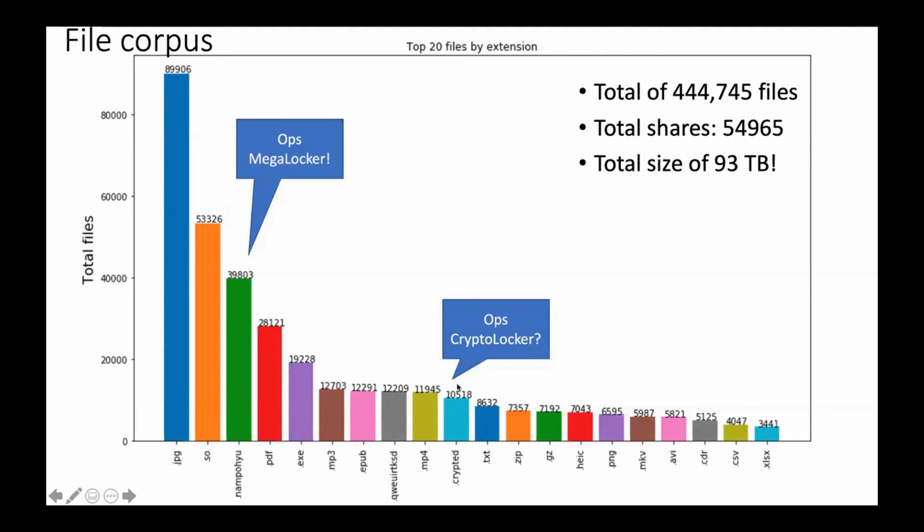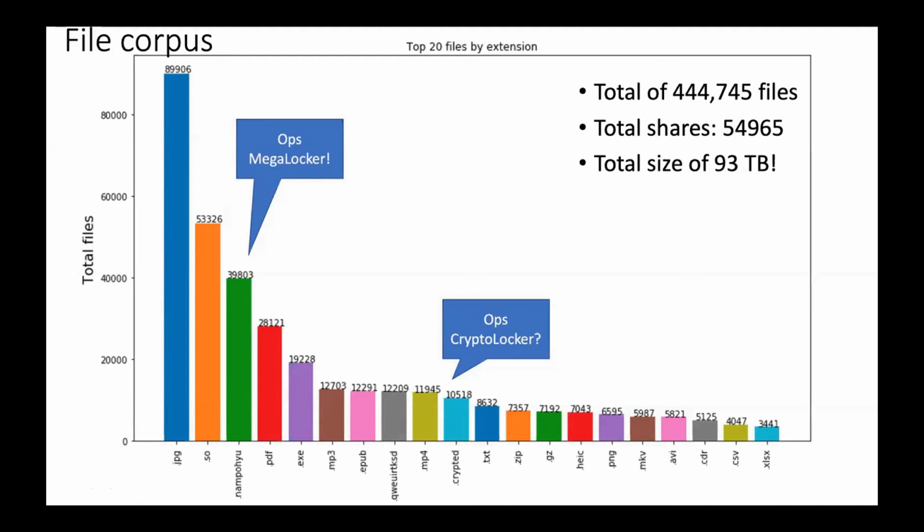There was other stuff like books, and then a few ranks after that there was the CryptoLocker, so .cryptid. So maybe it was a backup that was corrupted by ransomware. I'm not really sure. And then text files, PNG, the usual stuff, drawings and whatnot. So the total amount of files that week was 440,000 files, 54,000 shares, and a total amount of 93 terabytes. Obviously, if you look at the entire internet, it's not a lot, but you can work on those terabytes.